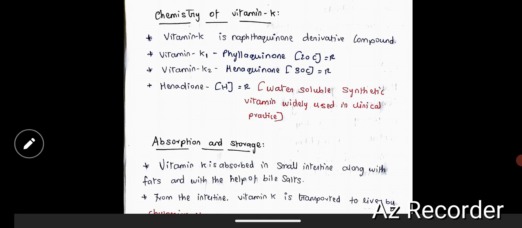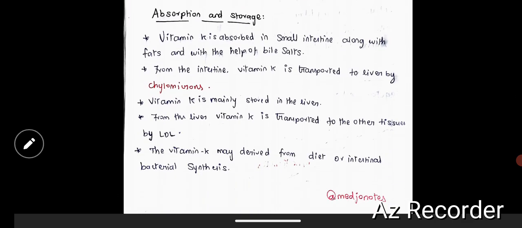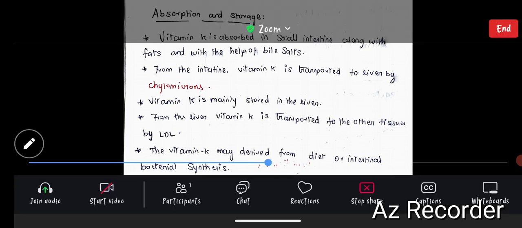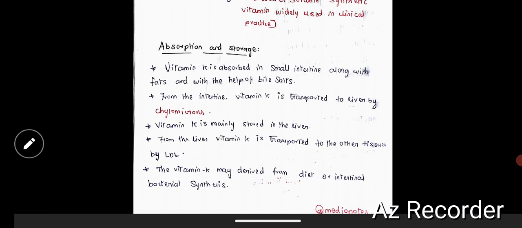Menadione is a water-soluble synthetic vitamin widely used in clinical practice. So, menadione is a compound of vitamin K. Vitamin K is fat-soluble, but menadione is water-soluble. Absorption and storage are the same as what was said for vitamin E, and the same applies to vitamin K also. We'll just refer to this. Okay, we'll go to the next.